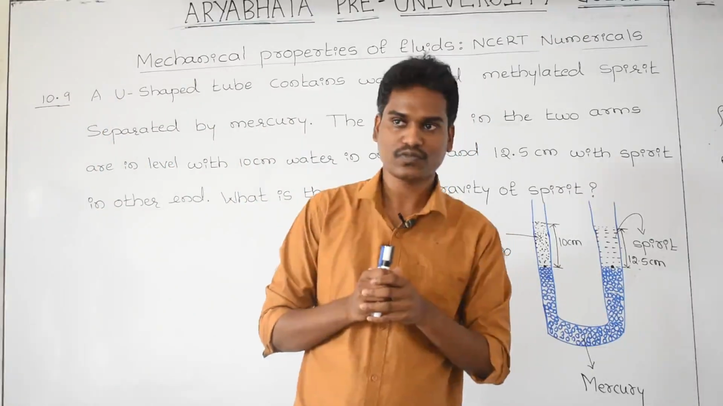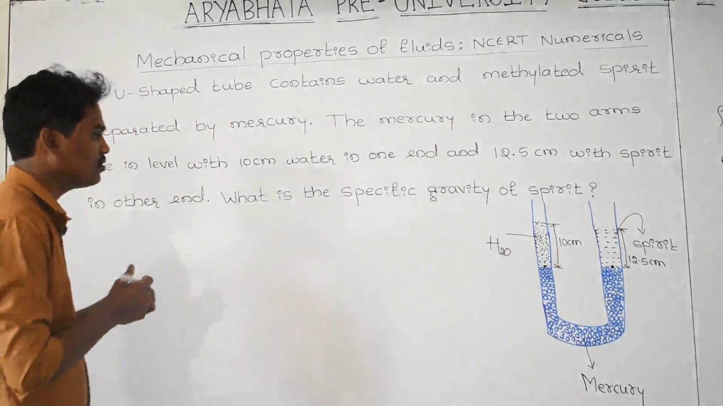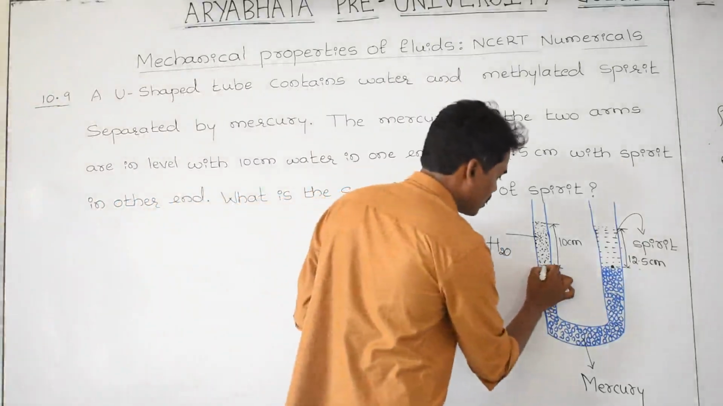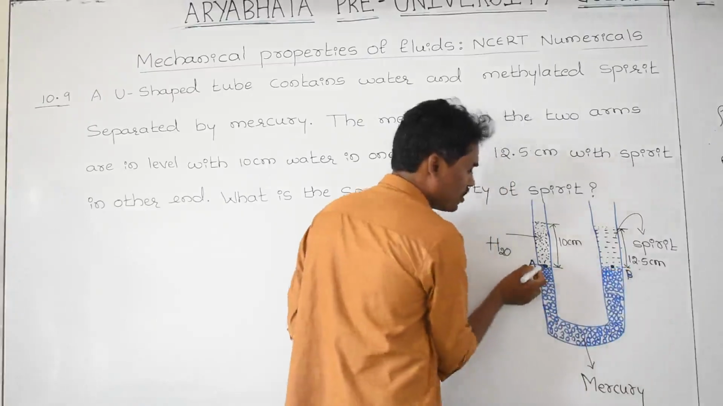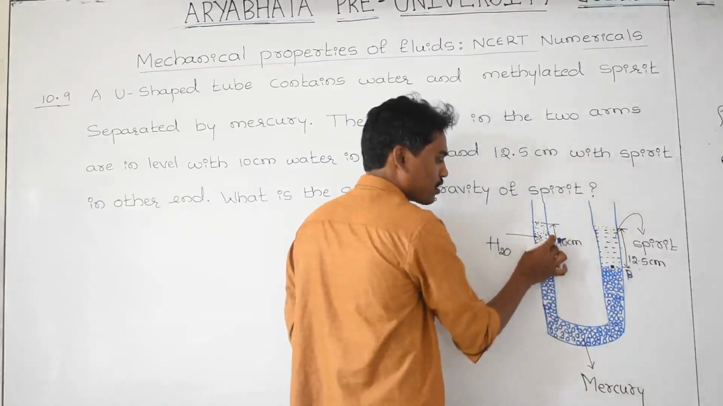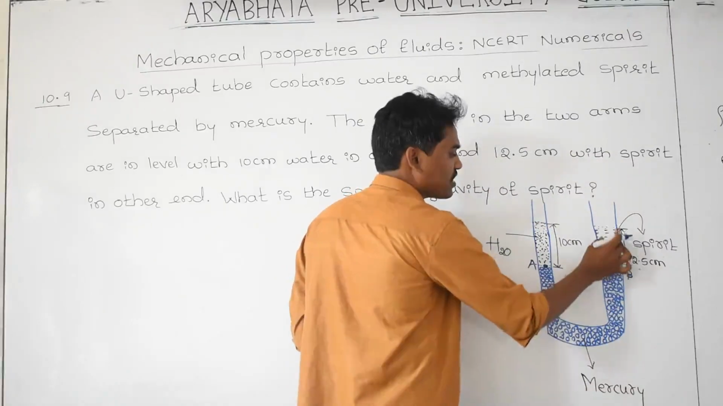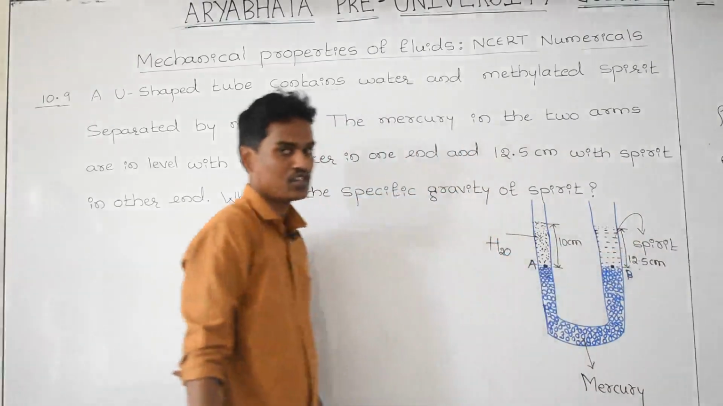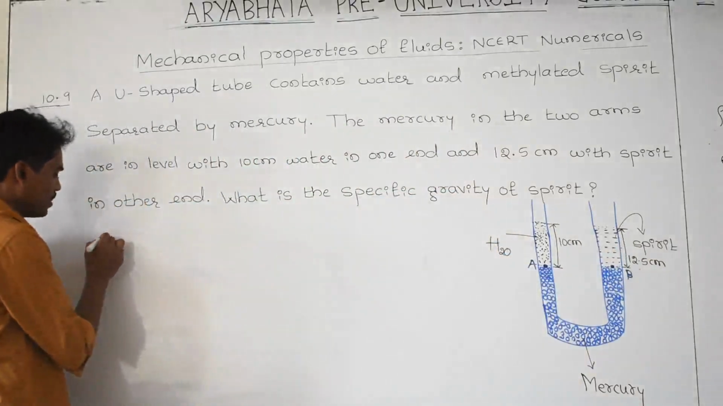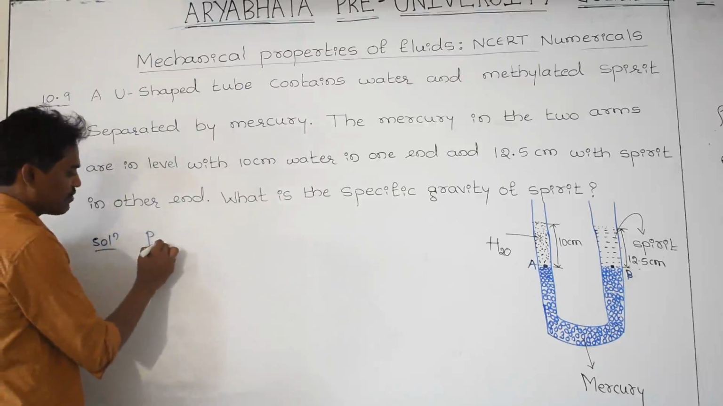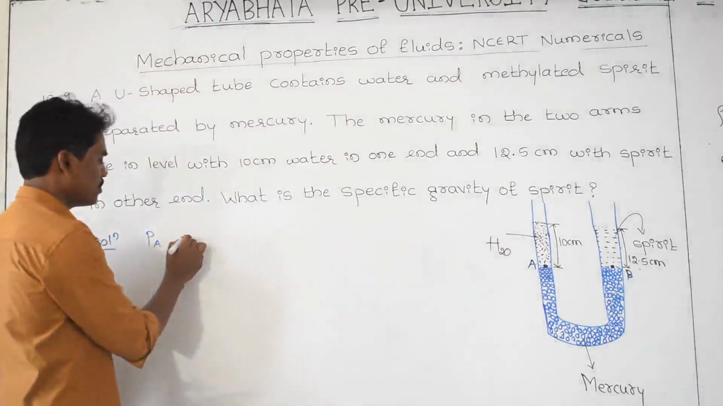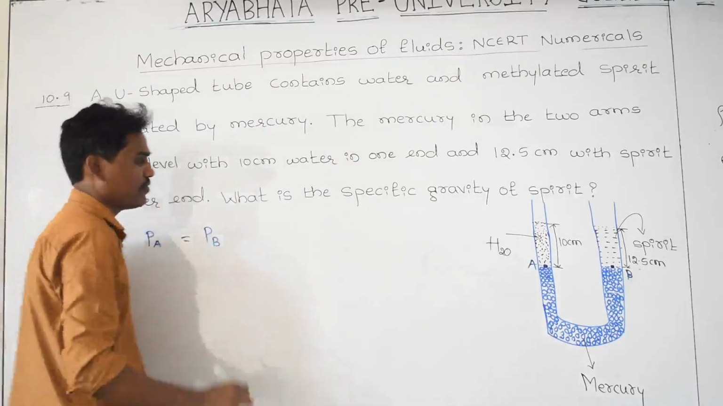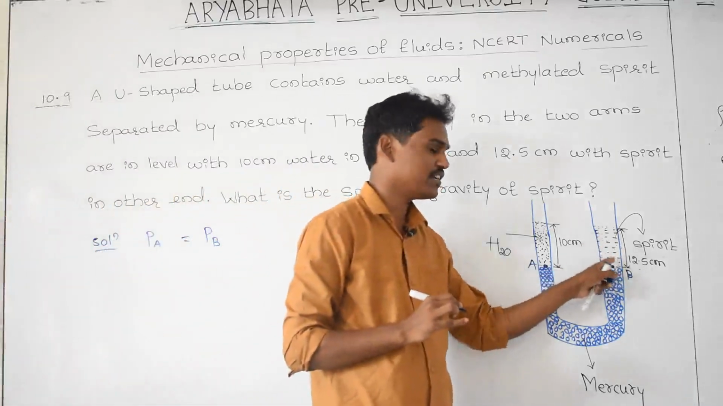And here first you need to find out, let us take this as point A, and let us take this as point B. On point A the pressure is exerted by the water column, and on point B the pressure is exerted by the methylated spirit. Let us take PA, the pressure on point A by the water column, equal to PB. What is PB? The pressure on point B by the methylated spirit.